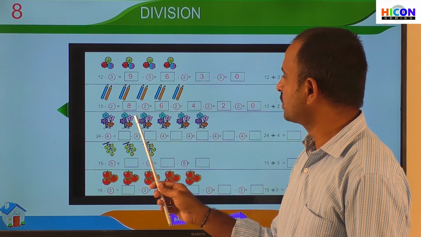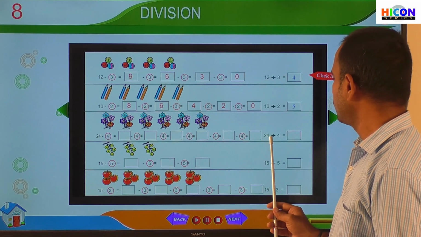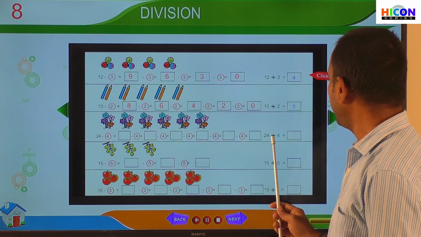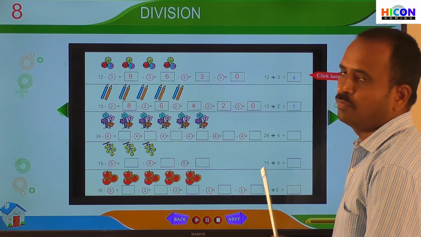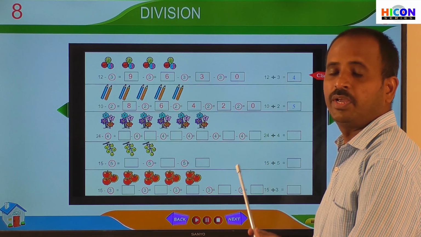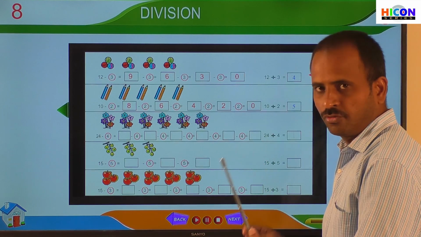In this, you are observing some flowers. Look at what the problem is here. 24 divided by 4. So 24 divided by 4 is equal to how much? How much will you get? What is the meaning of 24 divided by 4? We have to divide the number 24 by 4.